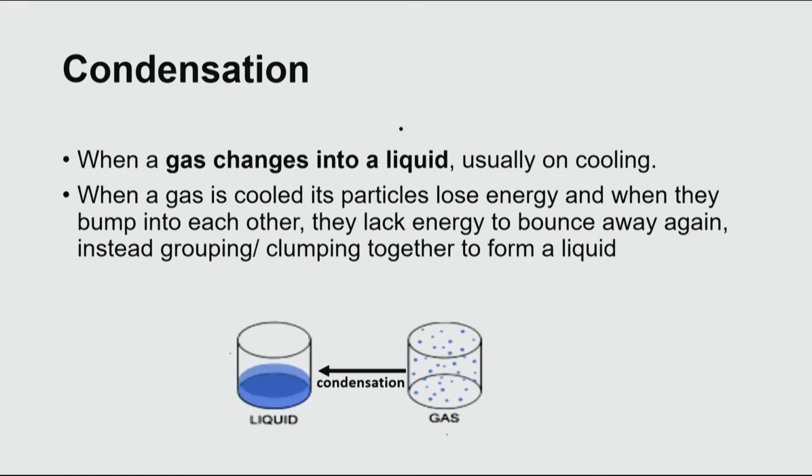Condensation. Condensation is when a gas changes into a liquid, usually upon cooling. And these gas particles, as they bump together, if the temperature is cooled and they don't get enough energy, what will happen as they bump into each other, they start to clump because they don't have enough energy for them to bounce away. So then they group together, they clump, and then they form a liquid.